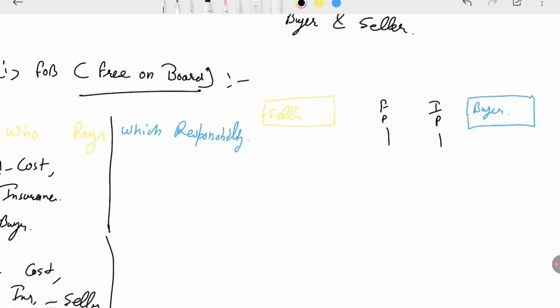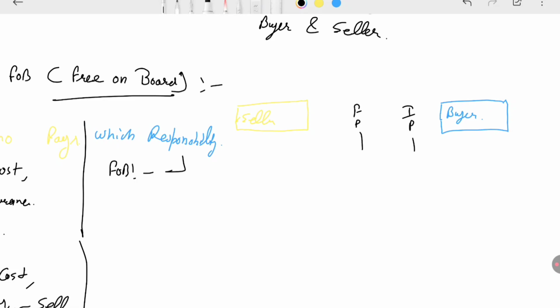Now, talking about the risk and responsibilities. In FOB, the seller delivers the goods to the ship, and from there, from that foreign port, the buyer takes full responsibility.